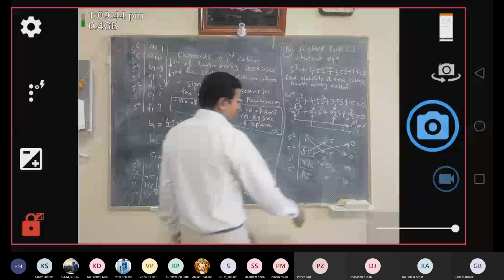So this is about the basics of the Routh array method. In the next lecture, we will see the two disadvantages or the two difficulties associated with the Routh array method and how to minimize them. What is the solution for it? So today we stop here.